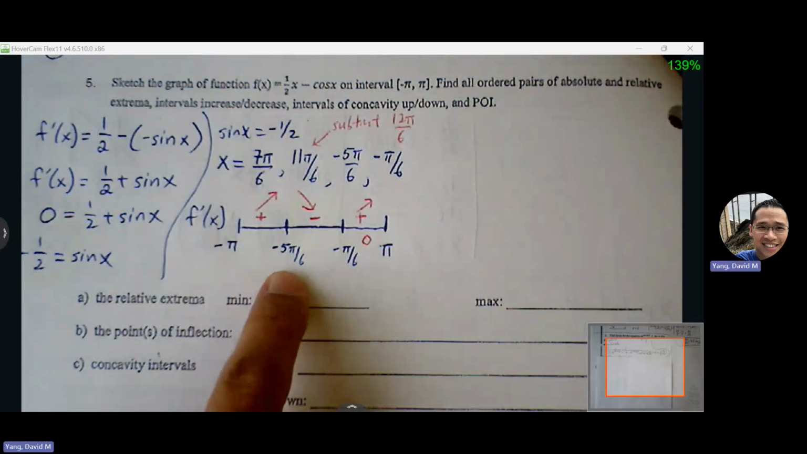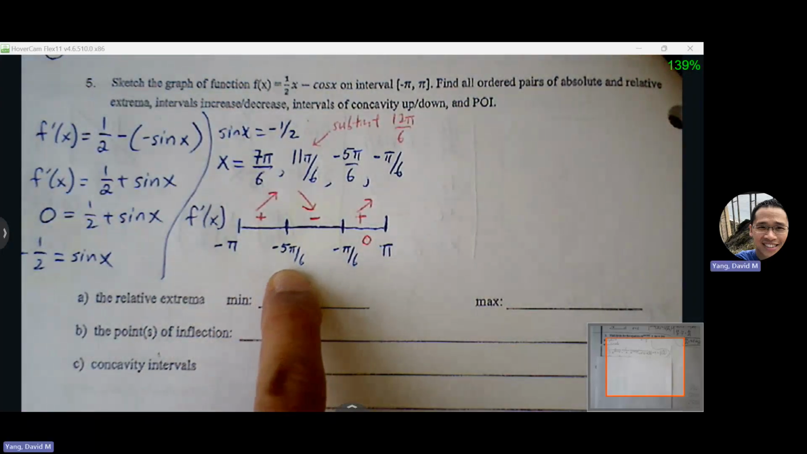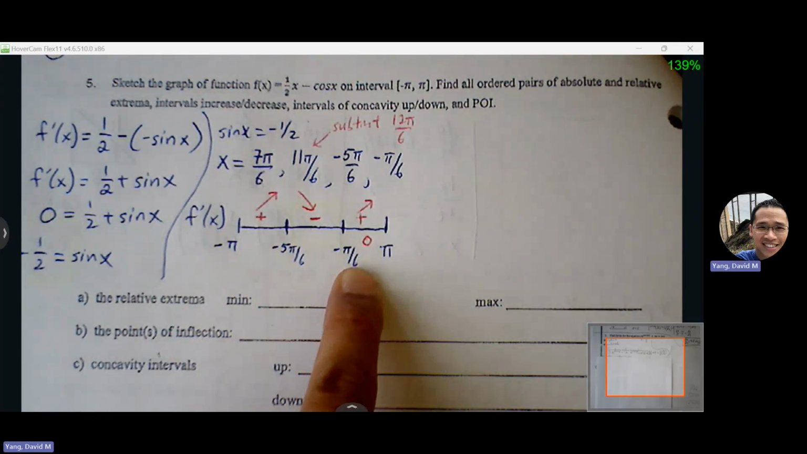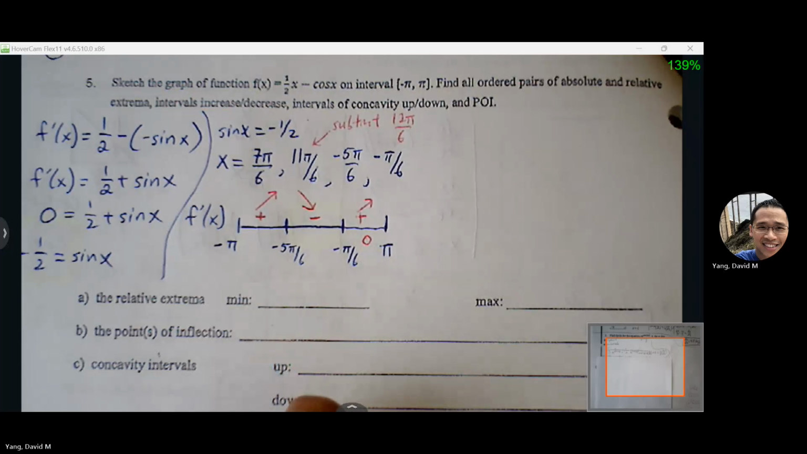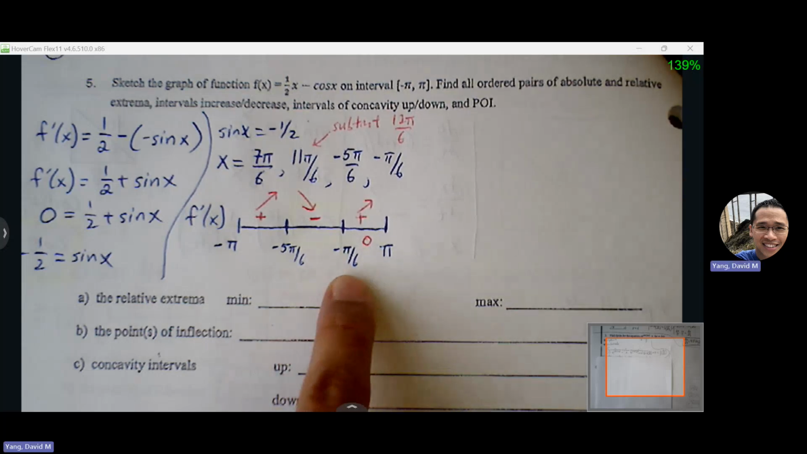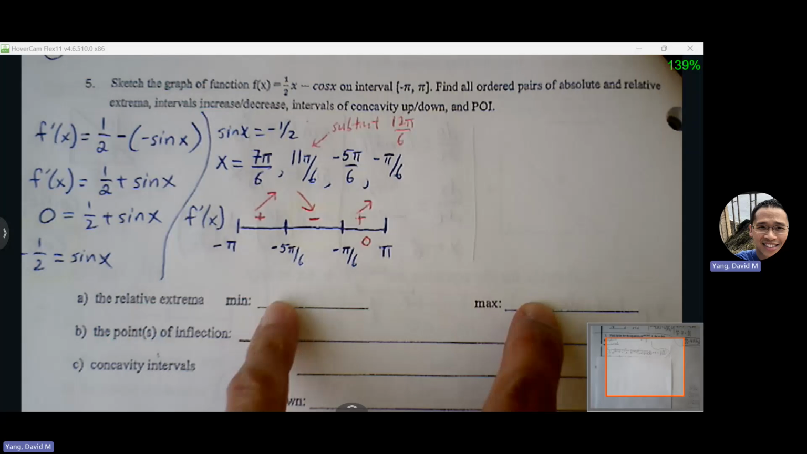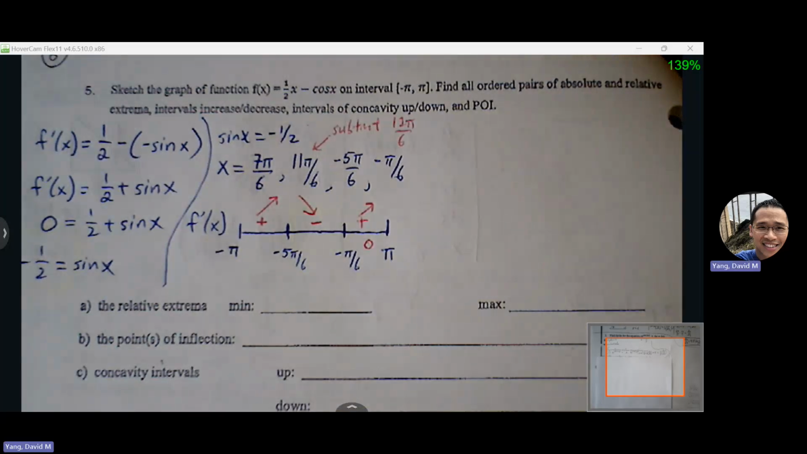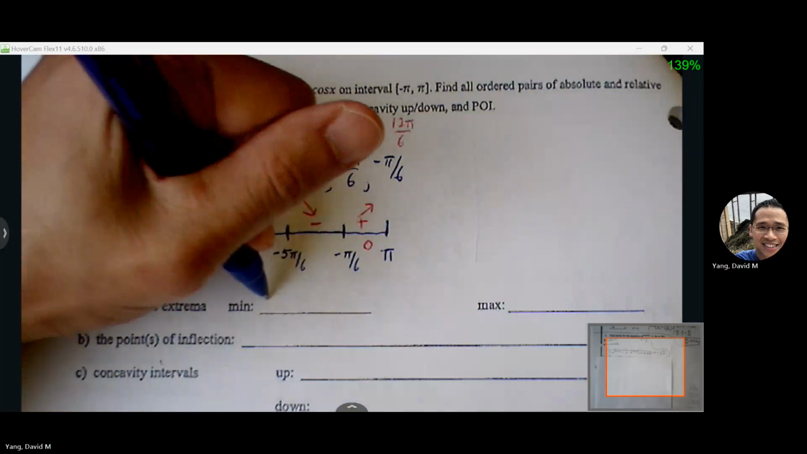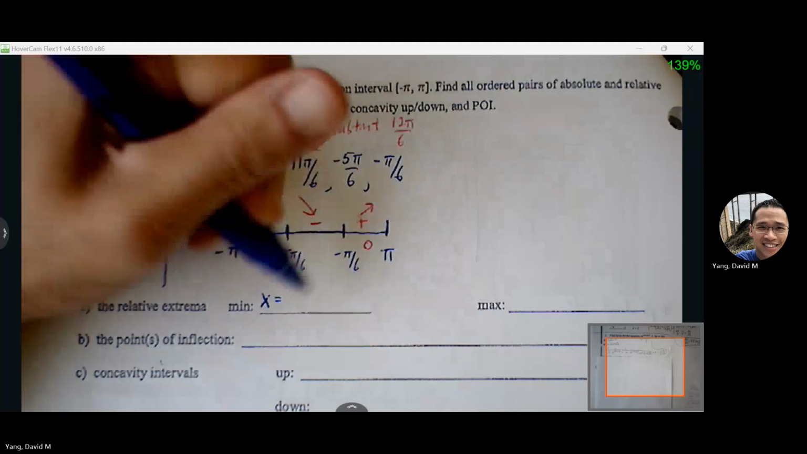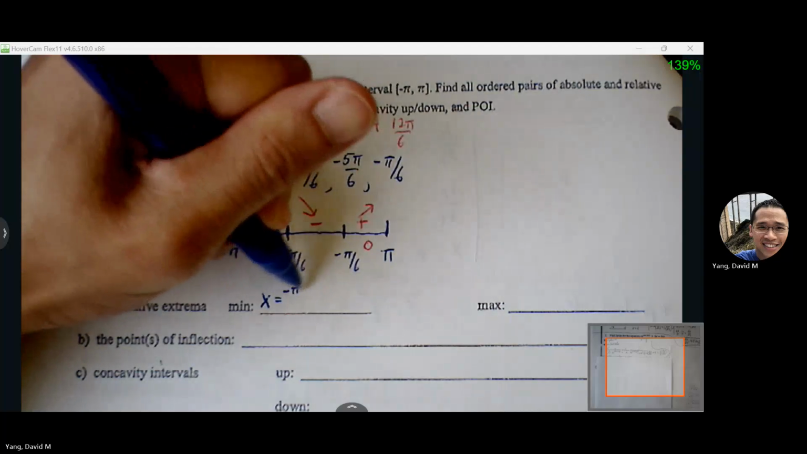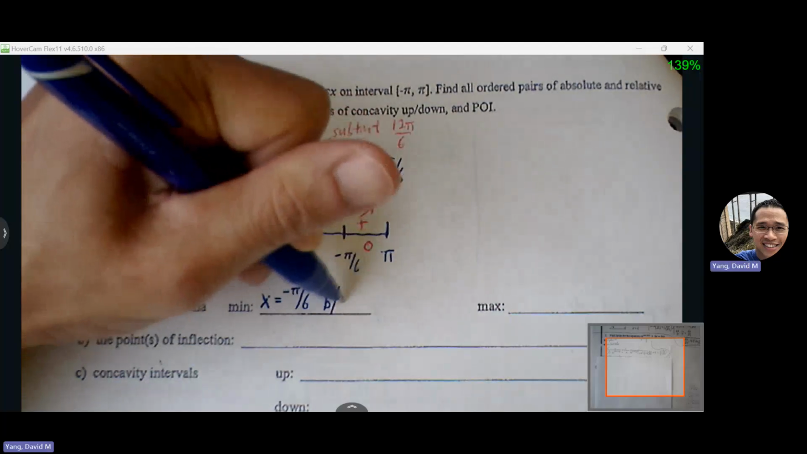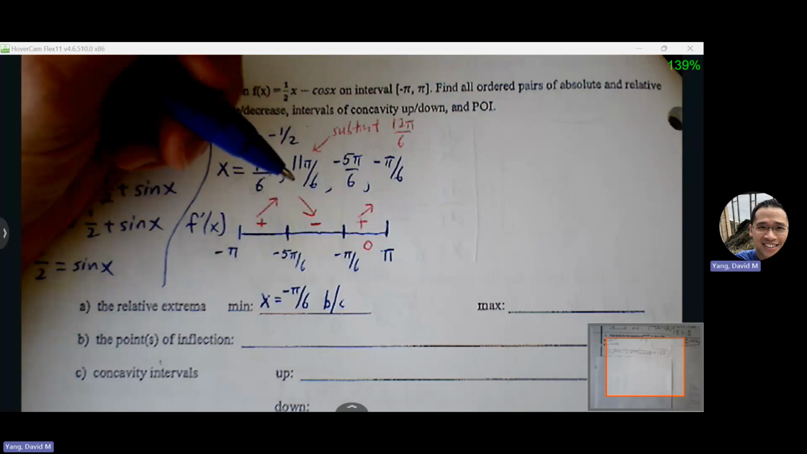So we're expecting a relative max at -5 pi over 6, relative min at -5 over 6. Let's find the ordered pairs later. Let's just indicate the x values. And let's also practice writing out our because statements.